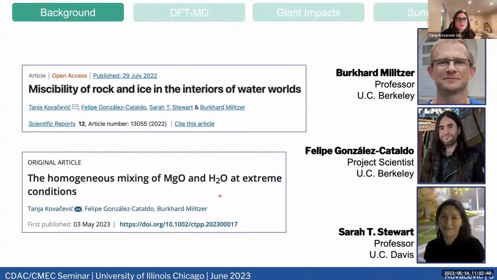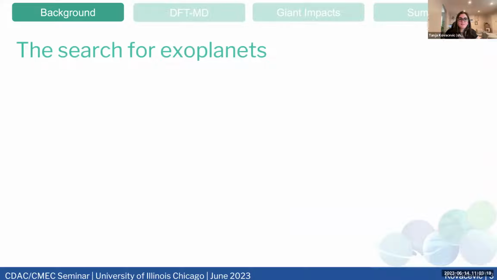So these are the two papers, the results that I'll discuss from these two papers. The first one I published maybe a year ago: the miscibility of rock and ice in the interior of water worlds. All of us were authors. We collaborated with Sarah Stewart. And then the recent paper I just published like a month ago, on the homogeneous mixing of MgO and H2O. So I'll discuss those two results. That was just with us three, so Burkhard and Felipe. And that was published in Contributions to Plasma Physics.